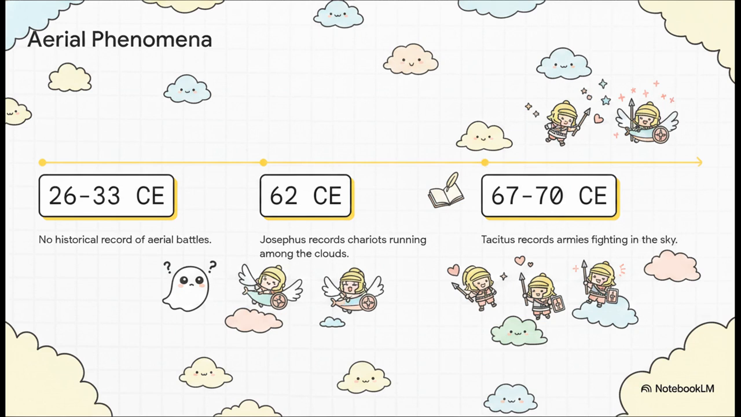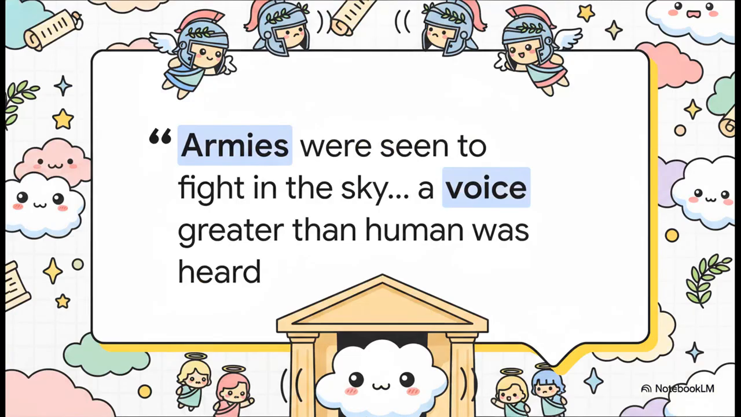The Jewish historian Josephus explicitly dates an event to May of 62 CE, where chariots and armed soldiers were actually seen running among the clouds. And then, right during the siege of Jerusalem, between 67 and 70 CE, the Roman historian Tacitus records an incredibly similar phenomenon. You have to listen to this stunning quote from Tacitus's Histories.